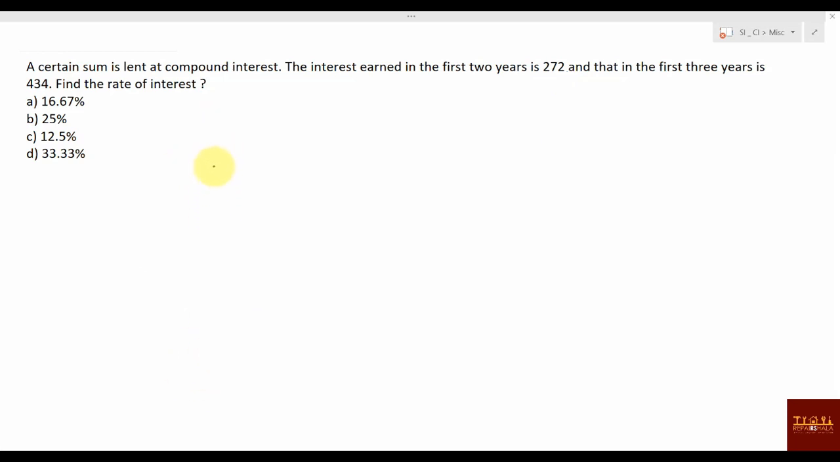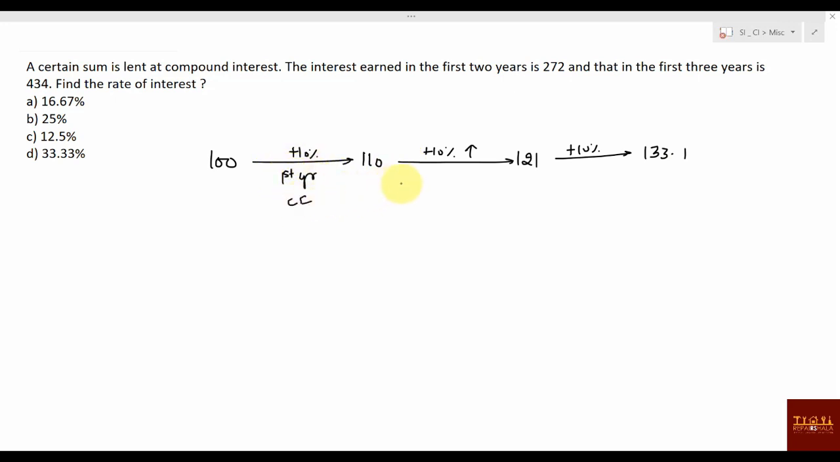for understanding this question, I'll just give you an example. Suppose 100 is there, 10% rate of interest increased, and then you will be getting how much? 110. Again 10% increase, and then you will be getting 121. Again 10% increase, what you will be getting? 133.1. This is your first year CI, this will be your second year CI, and this will be your third year CI. Rate of interest is 10%.